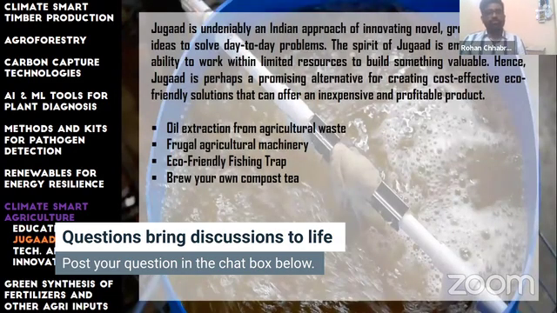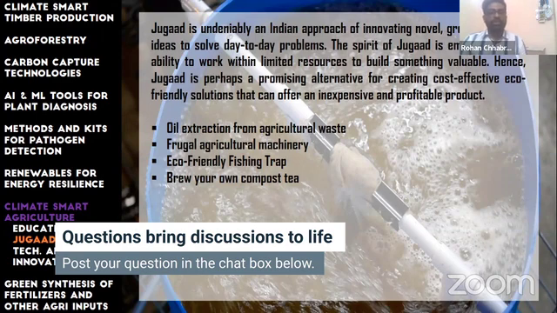Then the Indian Jugaad. Jugaad is an undeniable Indian approach of innovating novel, groundbreaking ideas to solve day-to-day problems. The spirit of Jugaad is embodied in the ability to work within limited resources to build something valuable. Hence, Jugaad is perhaps a promising alternative for creating cost-effective, eco-friendly solutions that can offer an inexpensive, profitable product. So, oil extraction from agricultural waste and frugal agricultural machinery could be developed. There are different examples which have been done at grassroots level by different farmers across the country, and these machineries could really help farmers.